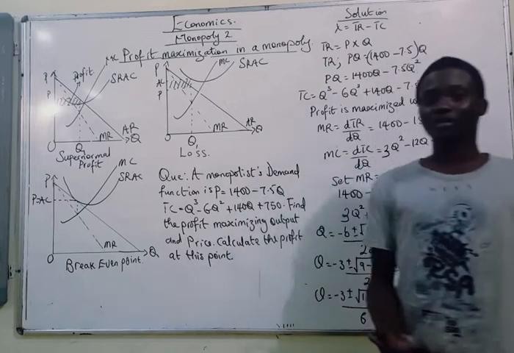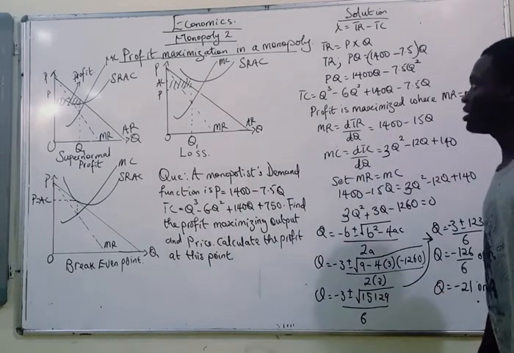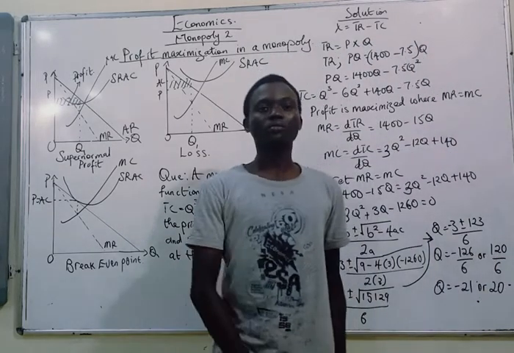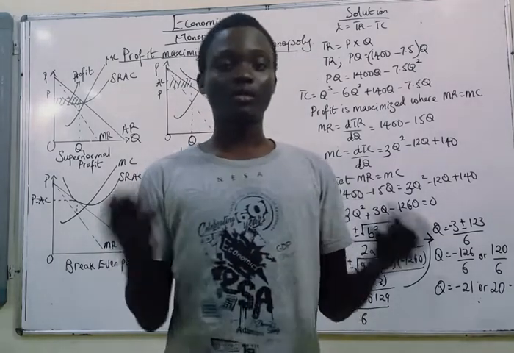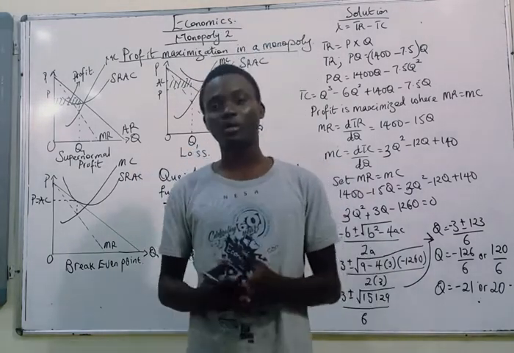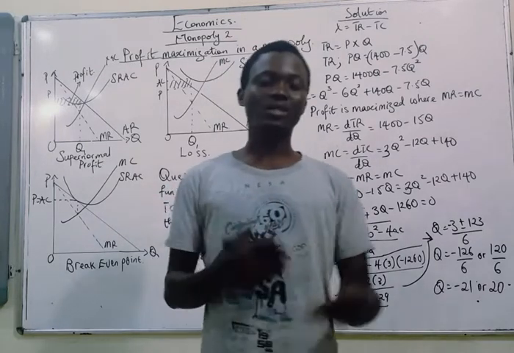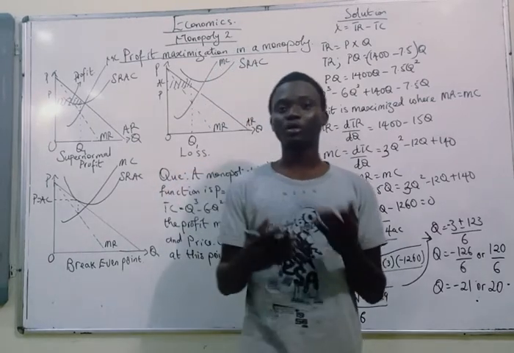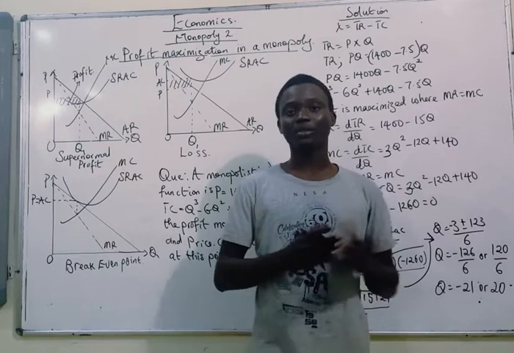Today we shall continue our discussion on monopoly, but in today's topic we'll be talking about profit maximization in a monopoly. Now, we have two different periods generally in economics: the short run and the long run. The short run is simply the period where at least a factor of production is fixed, and the long run is a period where all factors of production are variable, none of them is fixed.